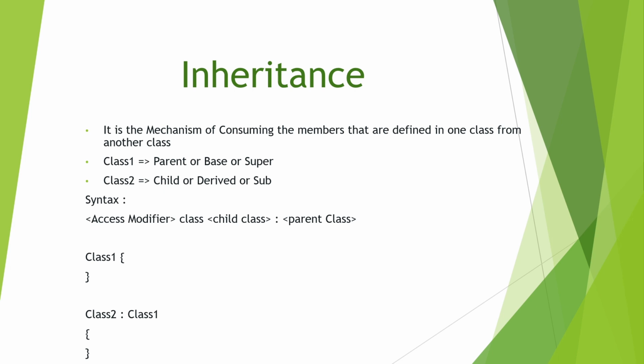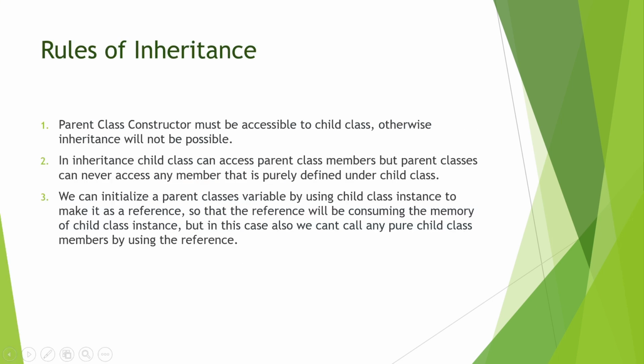We can declare all the methods inside one class and use it as a parent class inside another class, and can access them easily like its own method. Okay, then what are the rules of inheritance? We'll see them by code also, but let me take you through the theory first. Okay, so parent class constructor must be accessible to child class, otherwise inheritance will not be possible.